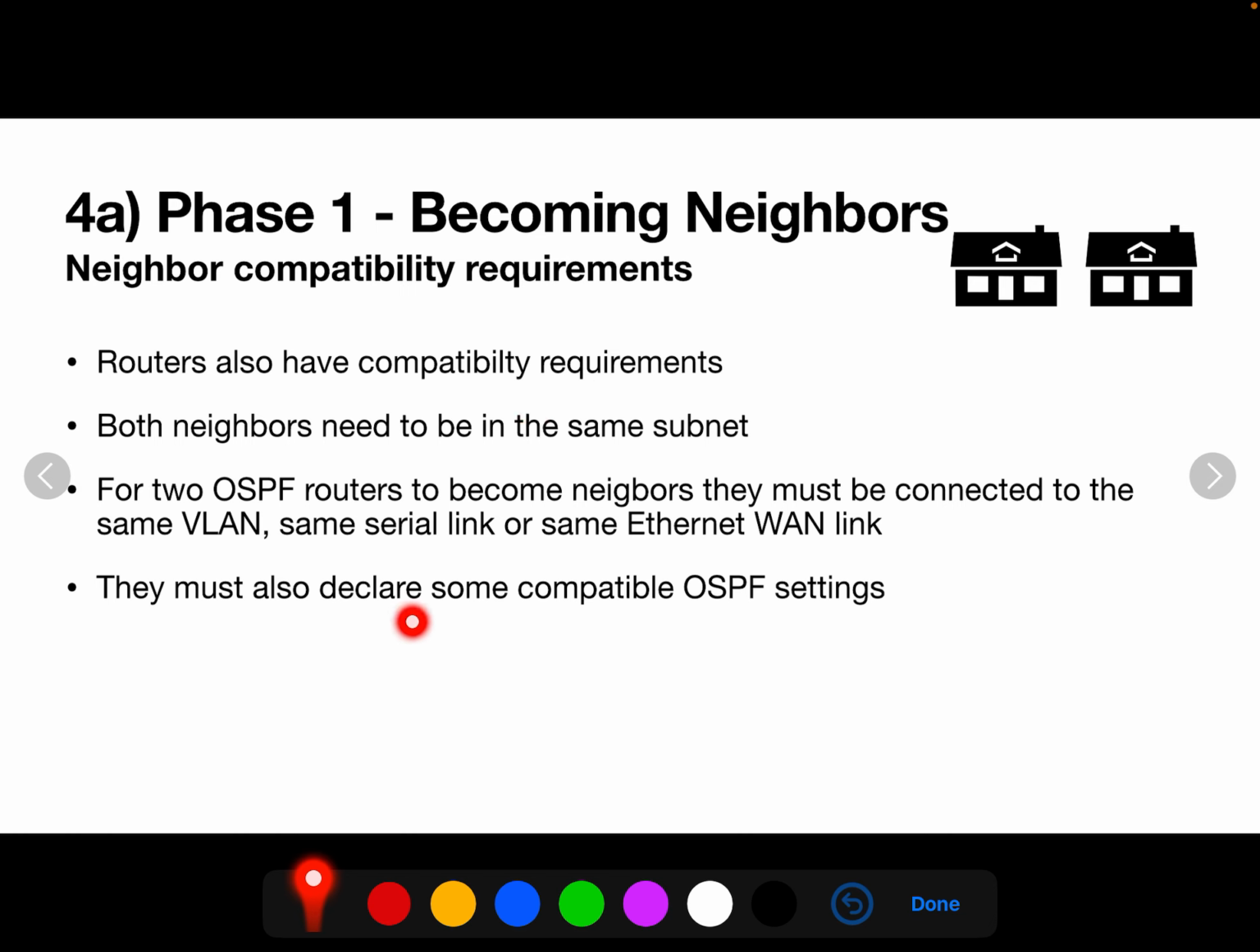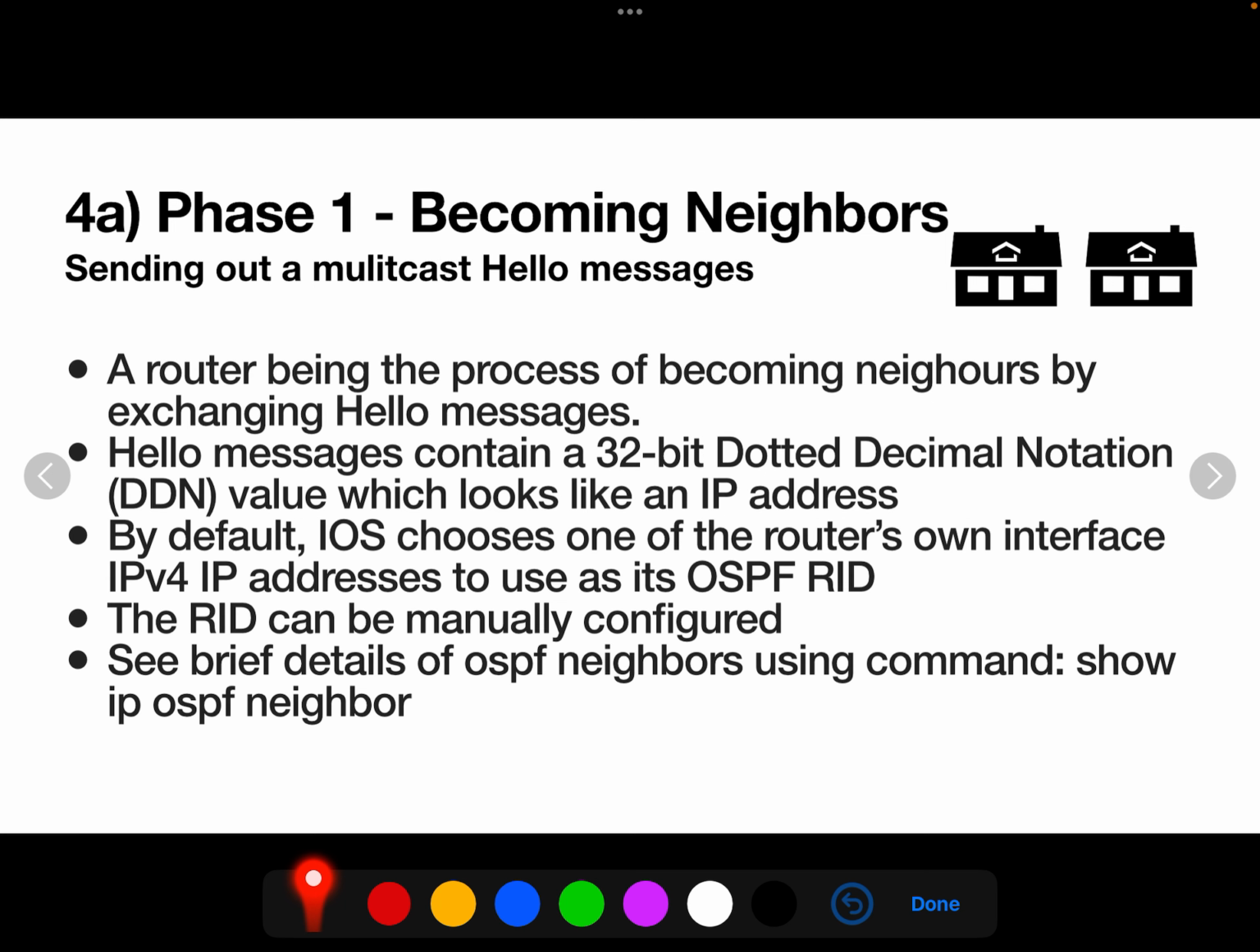But they also must declare some compatible OSPF settings, and this is like the unspoken rules I was talking about. So there are some compatible OSPF settings that they also need to agree on to become true neighbors. So this is what phase 1 is about, becoming neighbors.